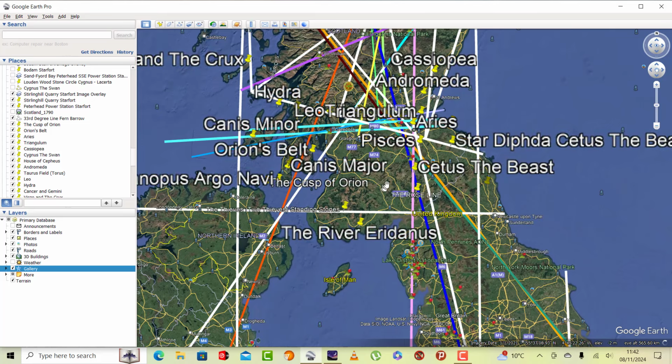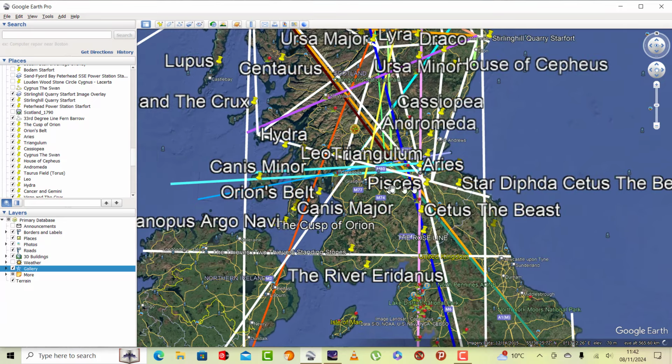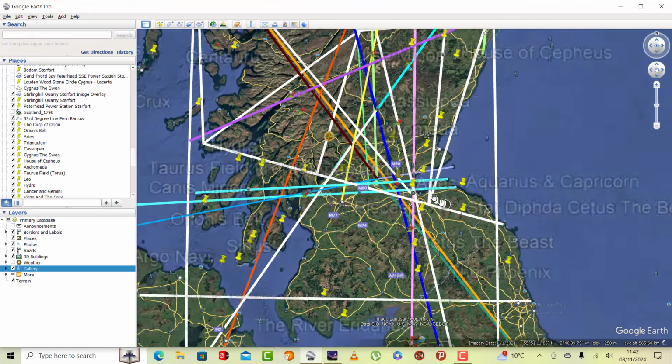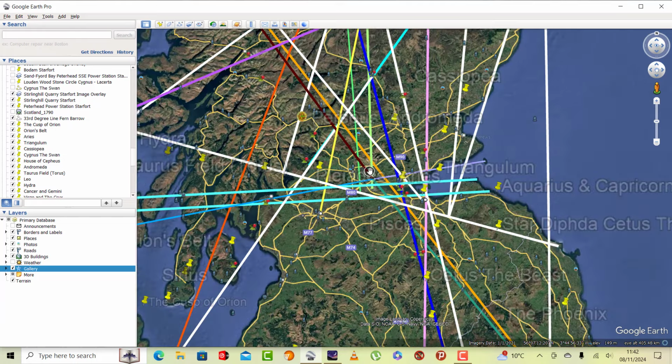You have Canis Major, Canis Minor, Cetus the Beast, Cetus the Beast again, the Star Difter. Pisces is over central Scotland. Aries is over Edinburgh, which most people who follow my work should know this by now. The Pleiades is over the area known as Fife.